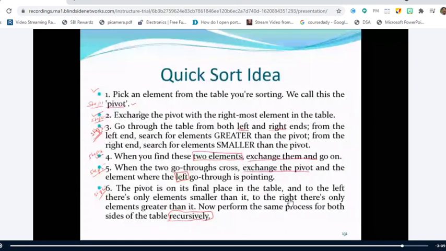Yes, sir. This is the end of the quicksort algorithm. In the next session, we will discuss one more important sorting algorithm, which is insertion sort, and if time permits, we will also discuss the merge sort algorithm. Right. So that will be the end.